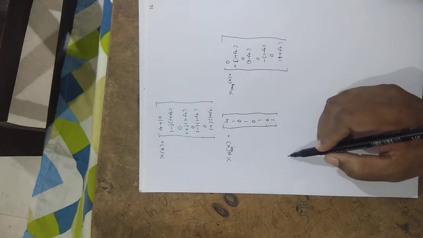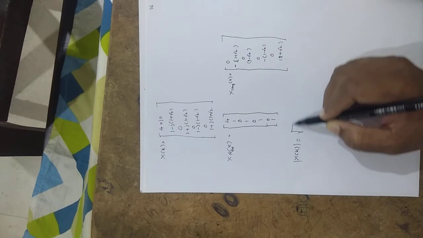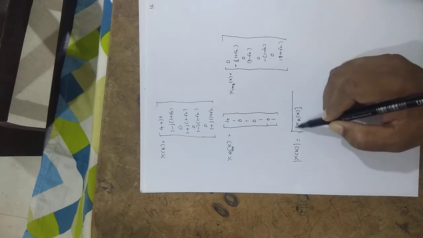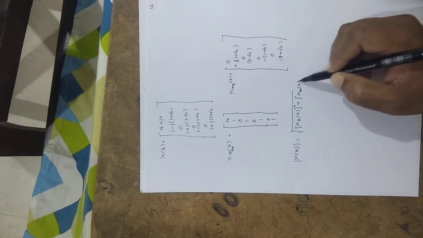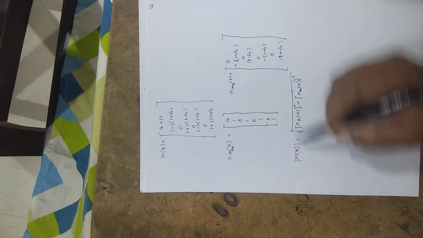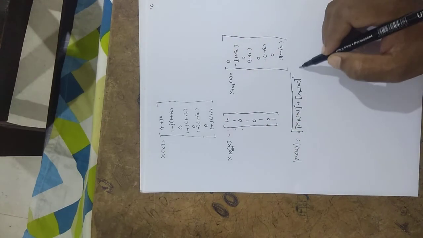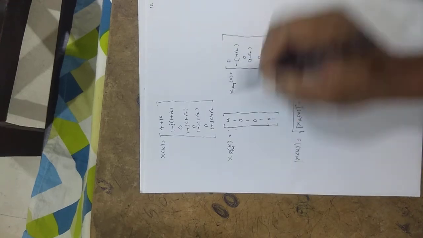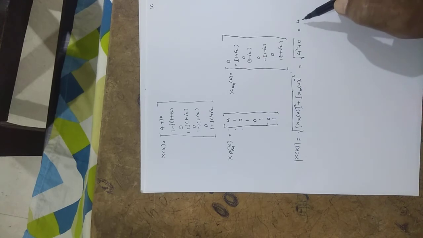Then the magnitude is in a similar manner. This will be root of x real of k square plus x imaginary of k square. Okay, for k equal to 0, 1, 2, 3, up to 8, first one I will find out. Real part is 4, imaginary part is 0. This comes out to be 4 only.